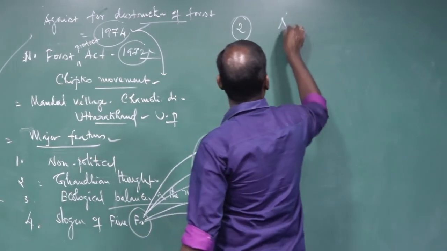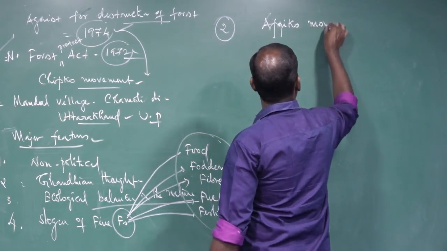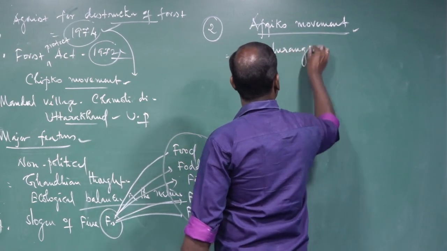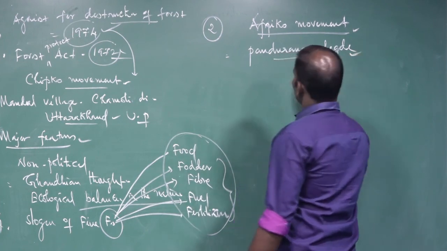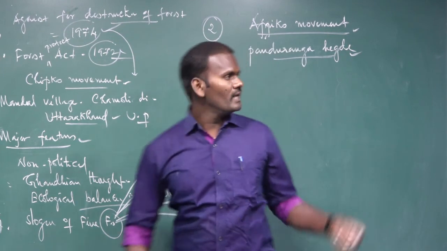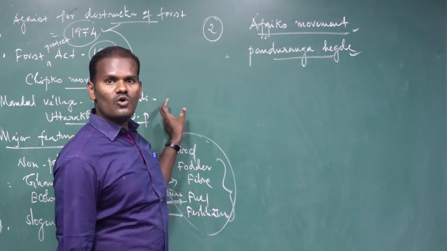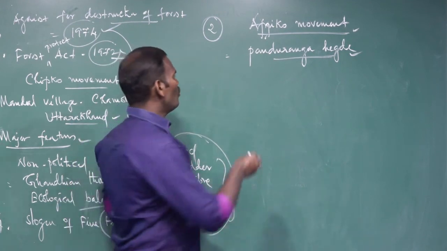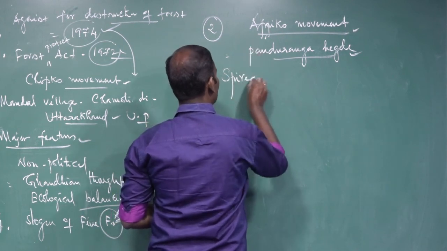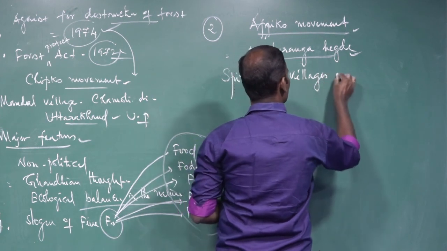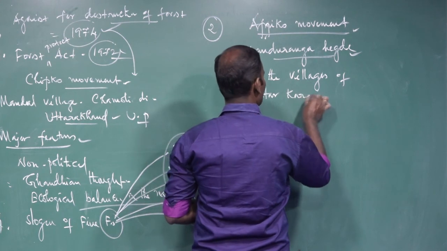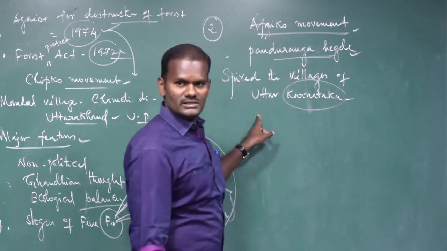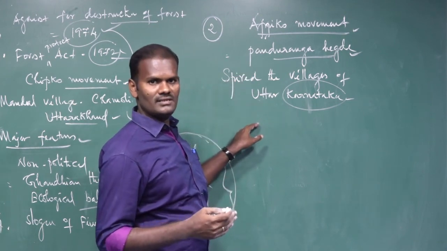The second one is the Appiko movement. The Appiko movement was started by Panduranga Hegde. How did this start? What was the purpose for starting the Appiko movement? The famous Chipko movement, also called Chipko Andolan of Uttarakhand in the Himalayas, inspired the people of the villages of Uttara Kannada in Karnataka. So the same movement was launched to protect their forest.